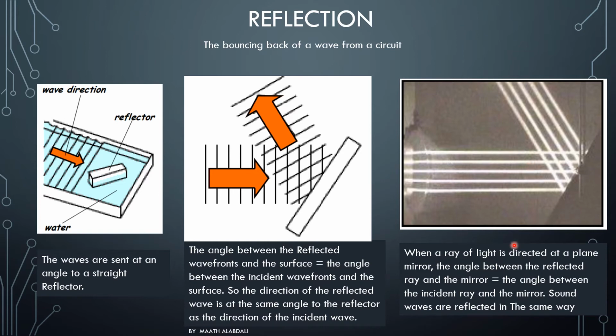So in here it says, when a ray of light is directed at the plane mirror, the angle between the reflected ray and the mirror is equal to the angle between the incident ray and the mirror. Sound waves are reflected in the same way. Here it compares the angle between the incident ray and the mirror instead of the incident ray and the normal, which is perpendicular to the mirror. It's the same thing, they're both equal to each other. That's what I mean.